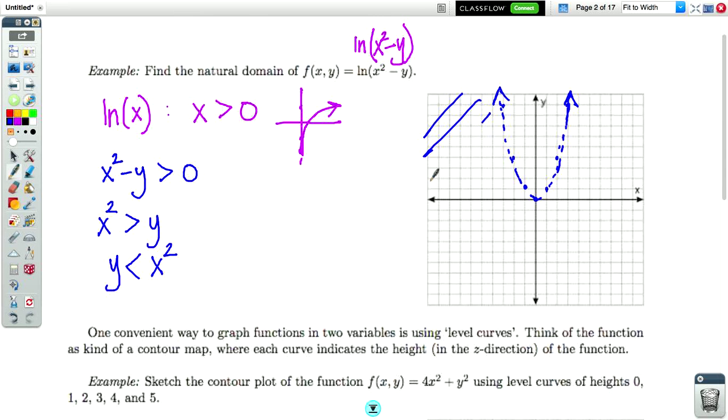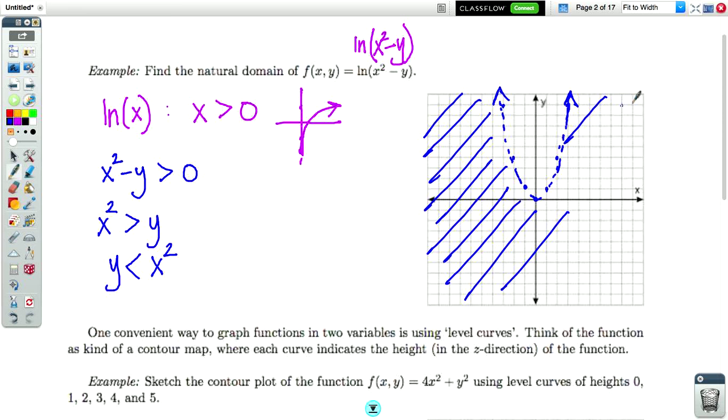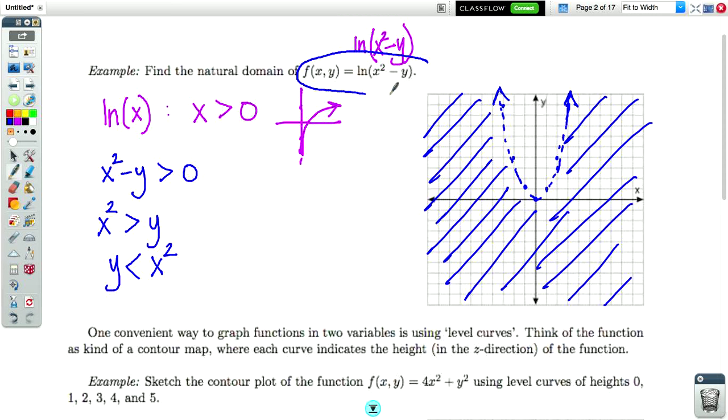So our legal area where we can actually evaluate this original function is anywhere on these points that y is less than, strictly less than x squared. So we cannot be on this boundary parabola, we have to be below it.